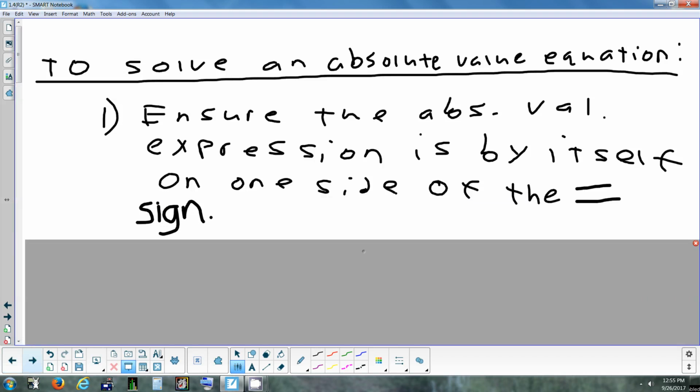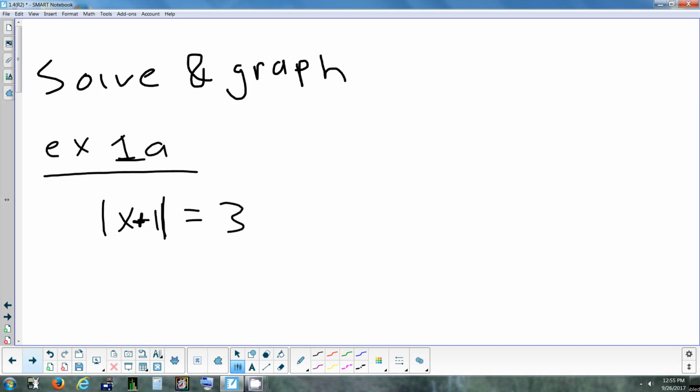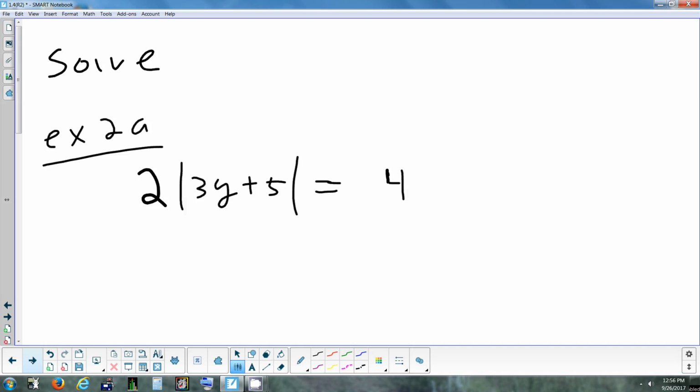It can only be absolute value. There can't be any number to the left of it. There can't be, after the absolute value, plus or minus a number. It can only be the absolute value. Just to show you guys an example, that's an example where the absolute value is by itself. Nothing else on the outside of it. That's an example where it's not by itself. We'll talk about how to solve it.